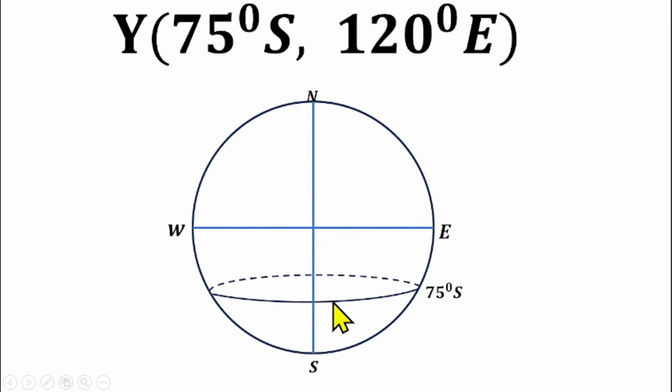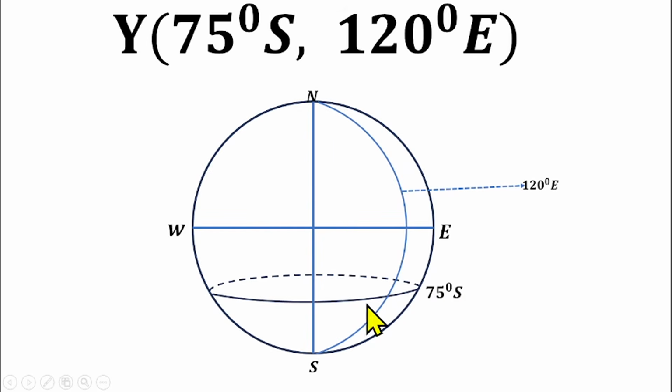Then from there, I will now draw the line of longitude, which is 120 degrees. So I have drawn the line of latitude 75 degrees south. The next thing to draw is the line of longitude, which is 120 degrees east. So that will fall at this side. And then you draw it like this. And you label it 120 degrees as you want to label it. Then where is point Y?